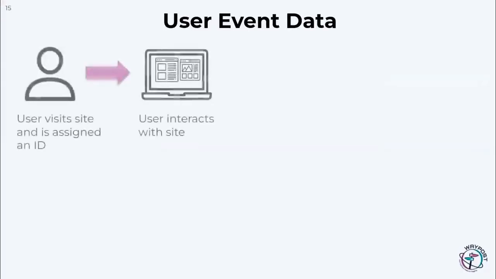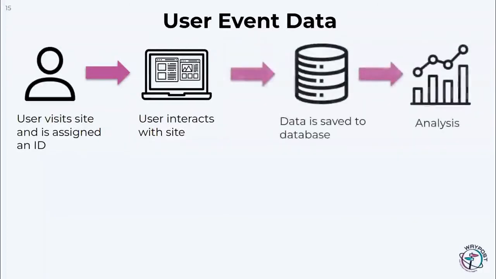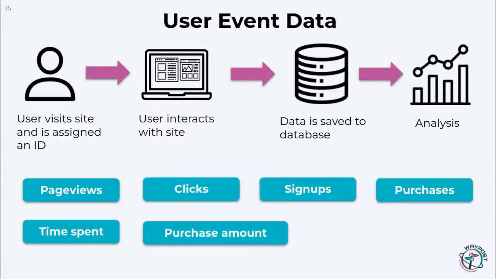Before we talk about implementing A/B testing with our feature flag app, we'll need to clarify one term we'll be using, which is user event data. We will refer to user event data as any data collected about users' interactions with a website or app. Whenever a user visits a site, they're identified with an ID like a session ID or user ID. Whenever they interact with the site, data is collected to generate metrics which then get analyzed. User events can consist of pretty much any action, but some examples are page views, clicks, signups, purchases, purchase amount, time spent on a page, etc.